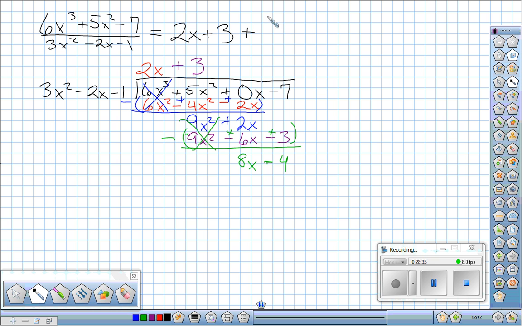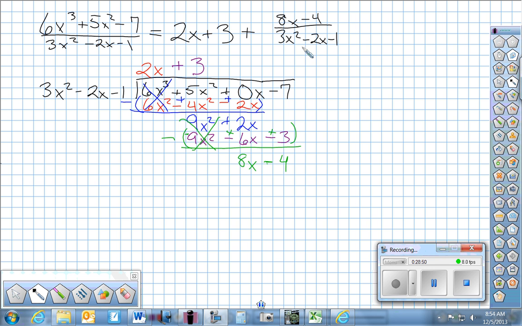plus 8x minus 4 over my old denominator, 3x squared minus 2x minus 1. And then the only thing I have to worry about is actually decomposing this last part of it. The first thing I do is check my degree. Is the degree of the top less than the degree of the bottom? Good, now we can decompose it.